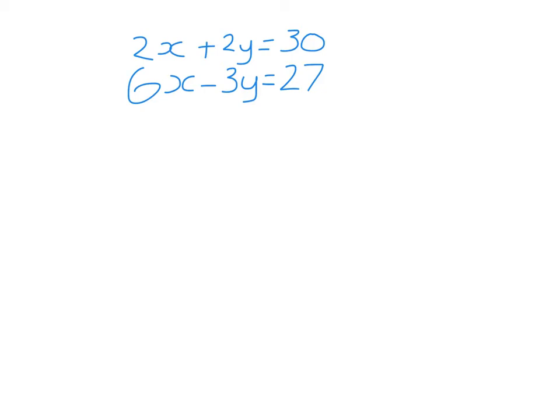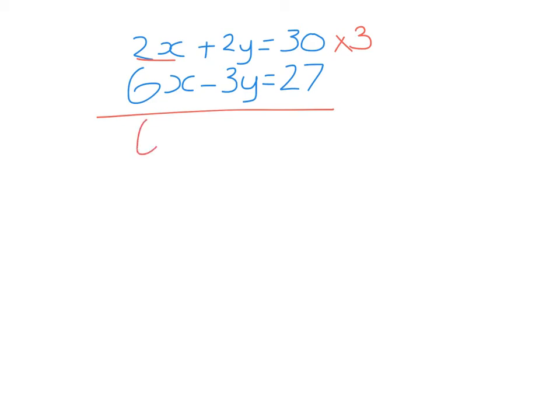The problem with elimination is you can see that neither x nor y has the same number in front of it. But we can get around that. What we do is we can multiply either equation by a number, as long as we multiply everything in the equation by that number. So if I multiply this first equation by 3, that will change the number in front of x here to 6, and then I can use elimination.